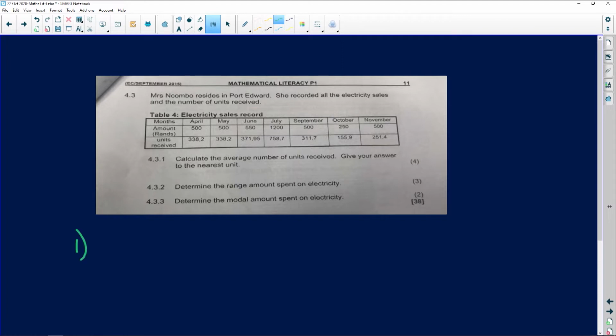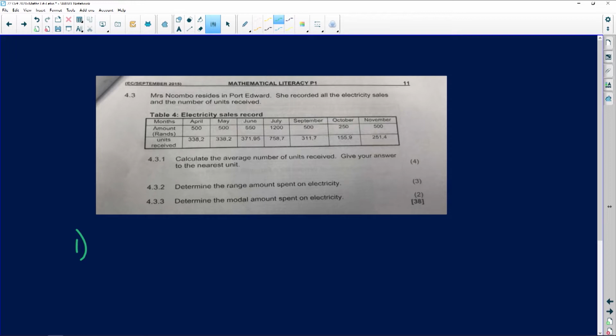So the table is months, all the way from April all the way to November. And then we've got amount in rands. And then we've got the units received. So it says to us here, calculate the average number of units received. Give your answer to the nearest unit.